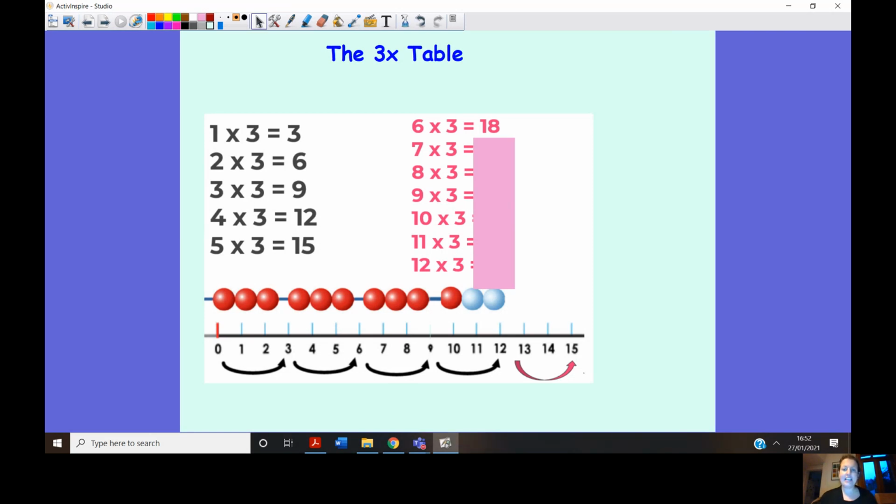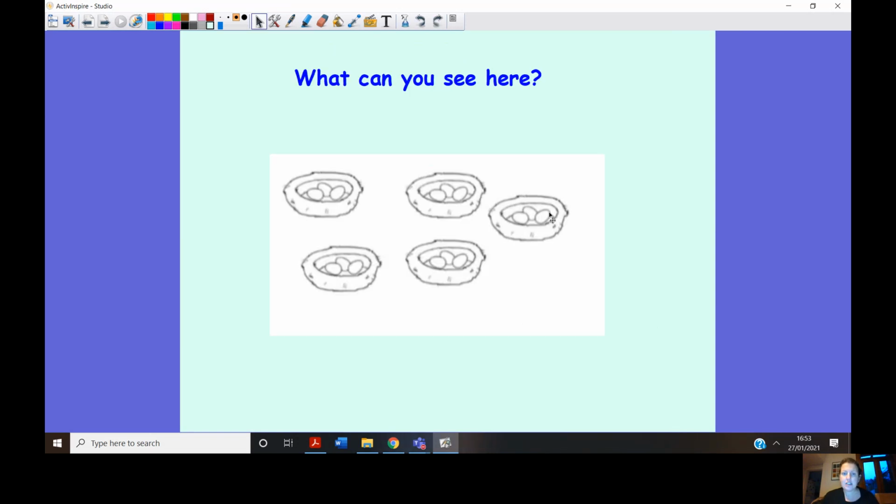Let's skip count from 18. We have 18, 21, 24, 27, 30, 33, 36. Of course, you could go 39, 42, because you've got that pattern of knowing it's odd, even, and also adding 3 on. But we don't really need to worry about that at the moment. So that is our 3 times table.